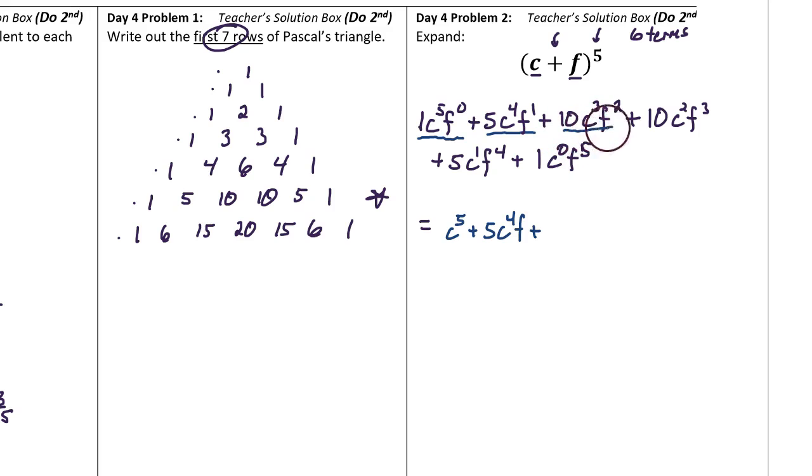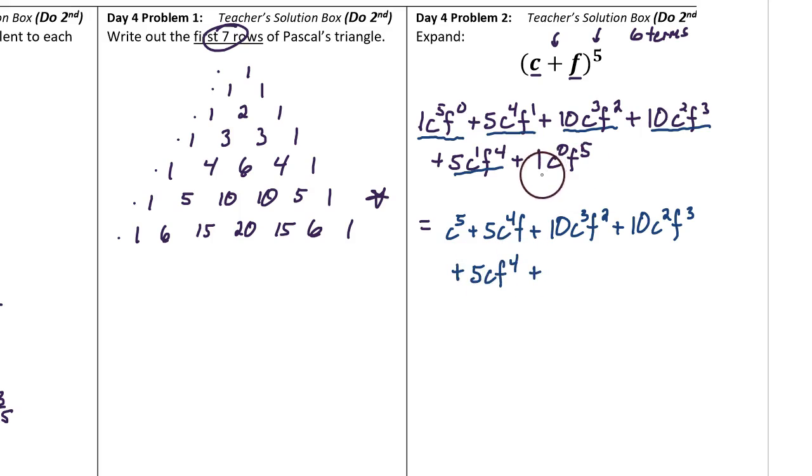Now we'll do this term. There's really no better way to write that. So 10 c to the 3rd f to the 2. Now this term, we'll copy that one down. And now this one, we could write 5c f to the 4th. And finally the last term, f to the 5th.